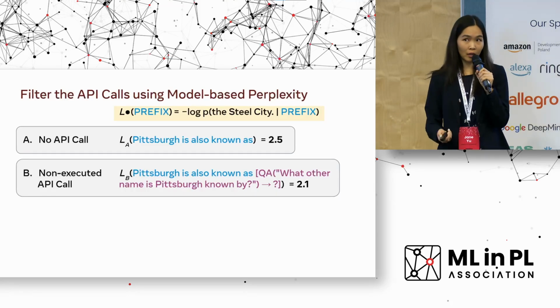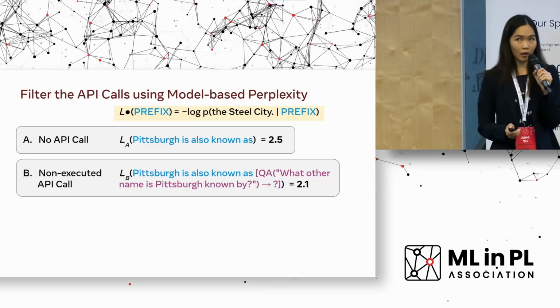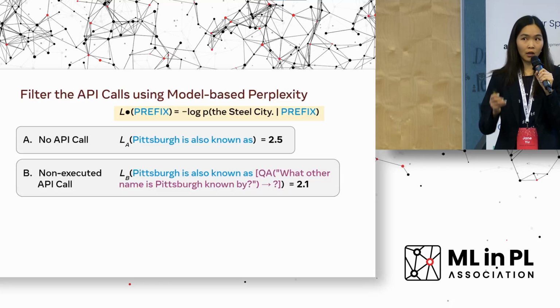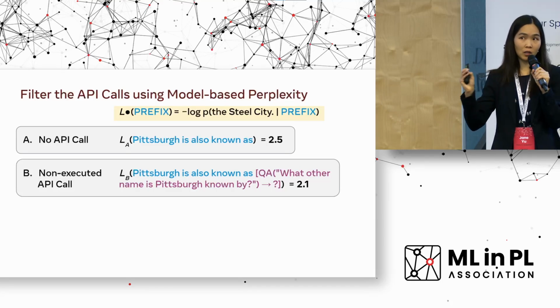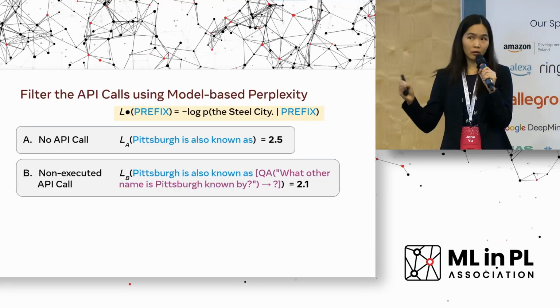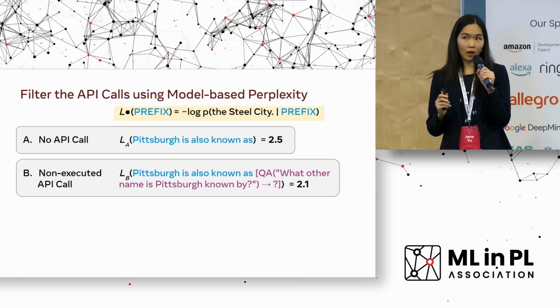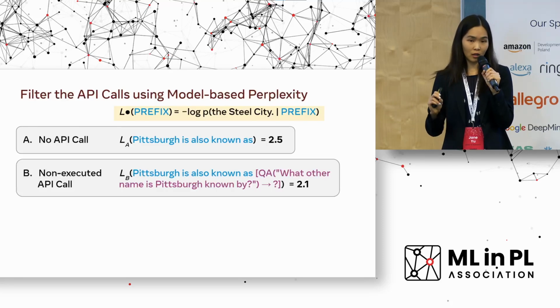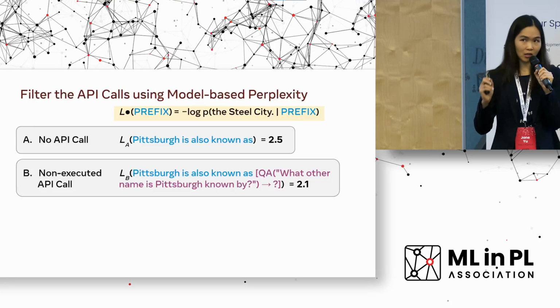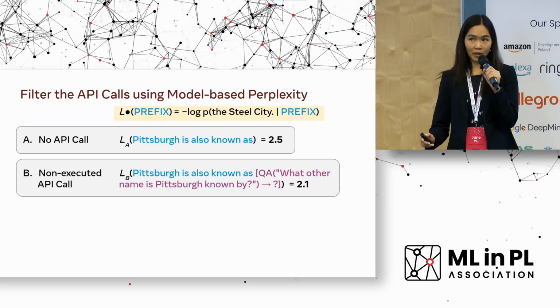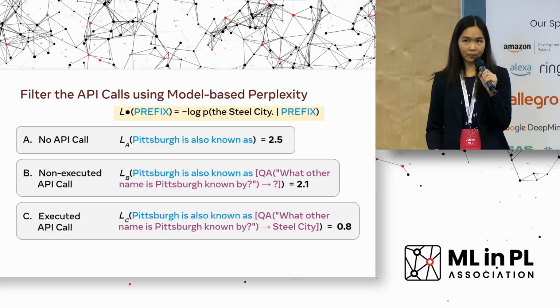In setting B, we have the non-executed API call. The prefix would be the same as before, but now we're going to add this QA call, "what other name is Pittsburgh known by." And we're not going to put in the answer to that because this is the non-executed API call setting. The perplexity here would be 2.1.